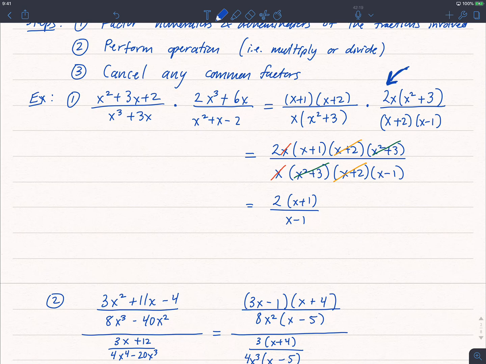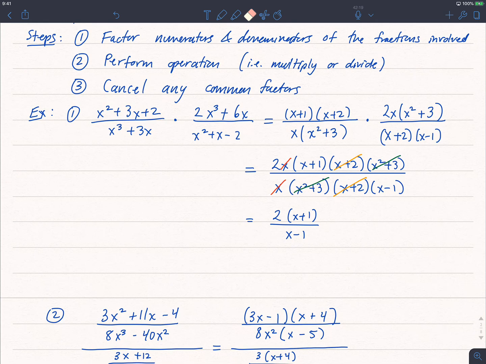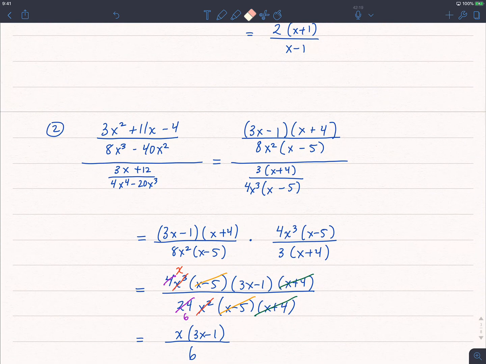And when we do that, notice we didn't simplify. So for example, we multiplied x plus 1 times x plus 2 times 2x times x squared plus 3, but we didn't FOIL, we didn't distribute. We left it as is to see if any of those factors canceled with the factors of the denominator. So don't do more work than you need to. Factor it, leave them in the numerator and denominator as factors, and then in the end see what you can cancel. Same thing with dividing.